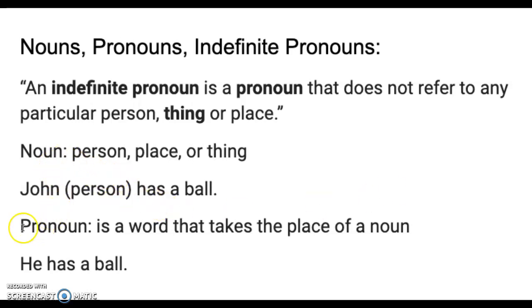A pronoun is a word that takes the place of a noun. So instead of saying John, I'm going to say he has a ball. Now, if I'm going to make it indefinite, then I'd say someone has a ball. An indefinite pronoun is a pronoun that does not refer to any particular person, thing, or place. So it could be anyone.